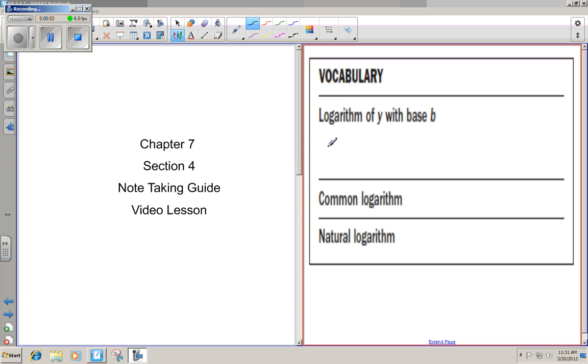All right, welcome to Chapter 7, Section 4, Evaluating Logarithms and Graphing Logarithmic Functions. First of all, the logarithm of y with base b is denoted by taking the log with a subscript of b of y. So this is log of y with base b, or log base b of y. Basically what you need to know here is that b and y are always going to be positive.